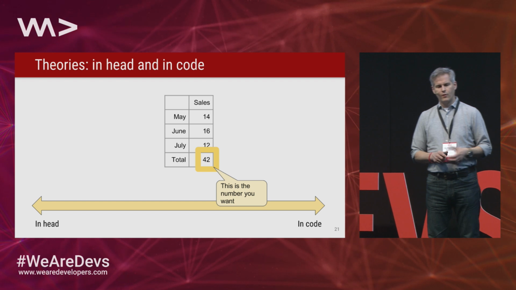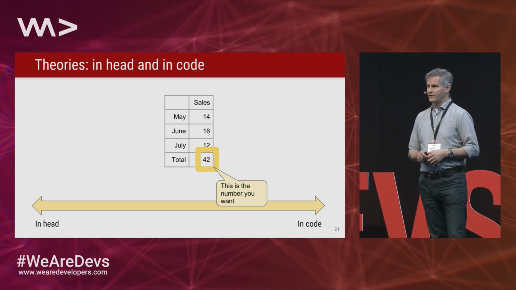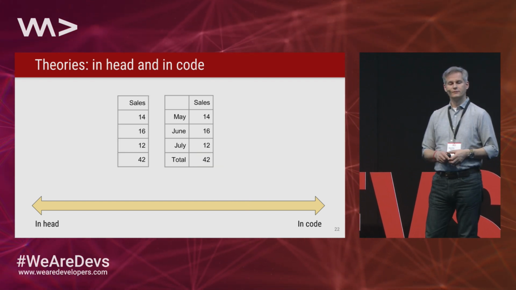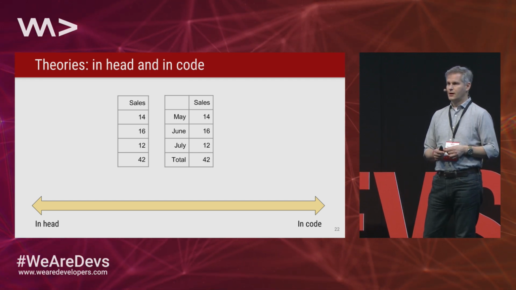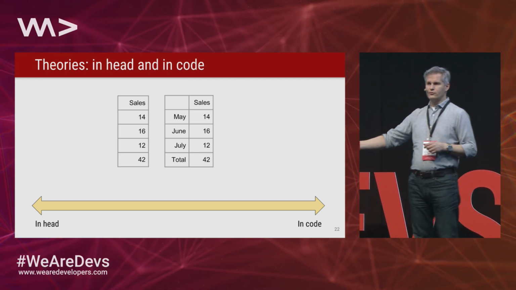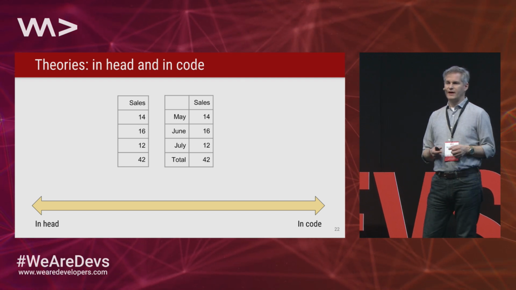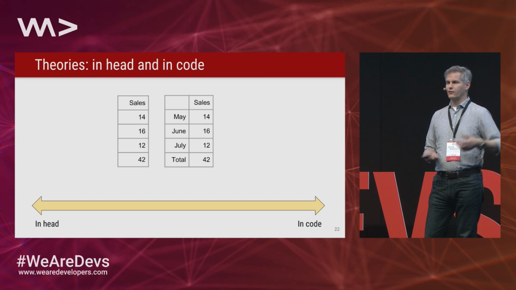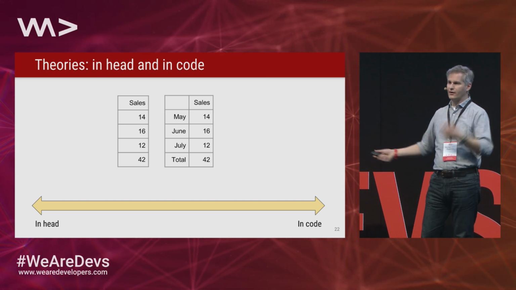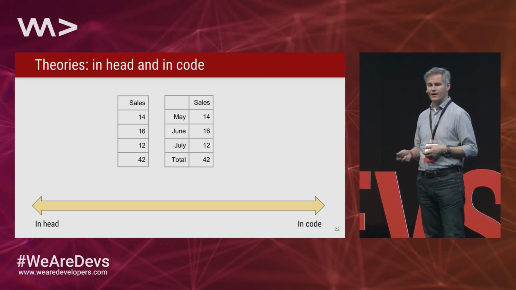Okay? Well, I could simplify this. I could write down less. I could write down this. I could remove the months and the total. Now, based upon what you know on the right, this still makes sense, doesn't it? Right? You still know what 14, 16, 12, and 42 represent because you know the thing on the right. The thing on the right is now in your head.